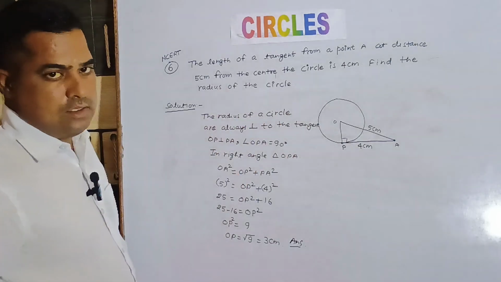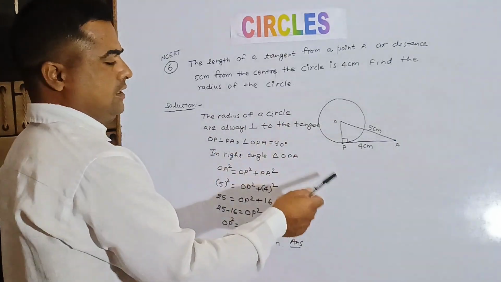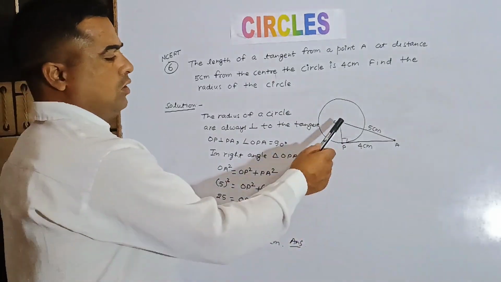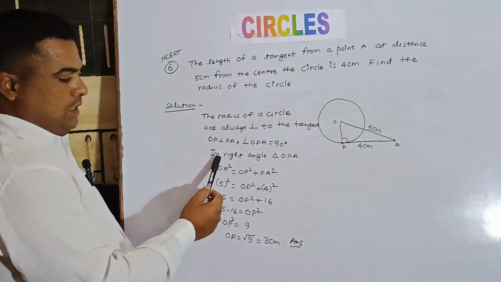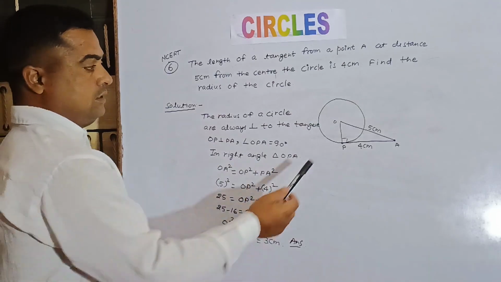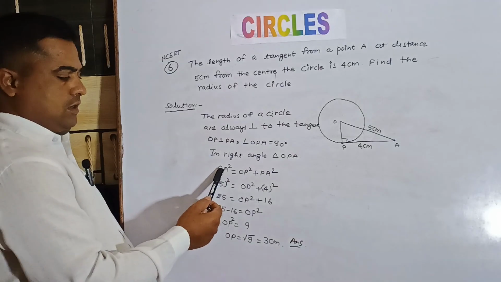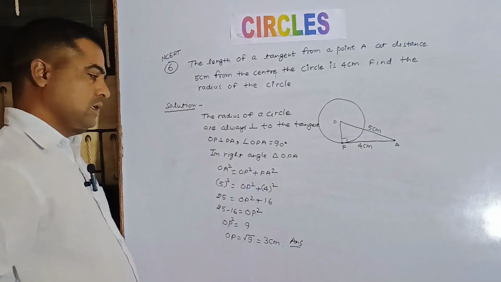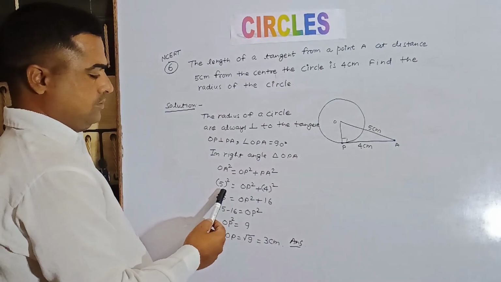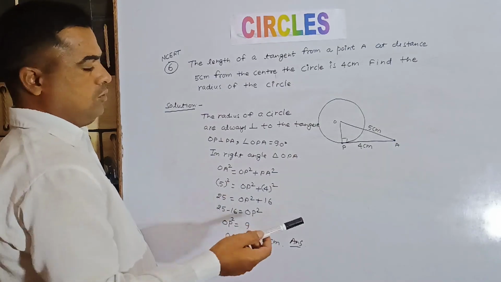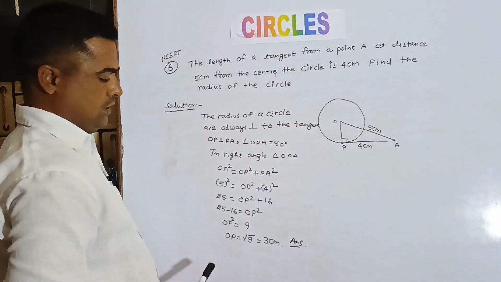This is a right angle triangle. In a right angle triangle, we can find the third side if two sides are given. Now hypotenuse and this base is given. We will use here Pythagoras theorem. In right angle triangle OPA, OA square equals OP square plus AP square. The value of OA, this is 5 square. OP, we have to find, this is the radius of the circle. And PA, this is 4 centimeter.